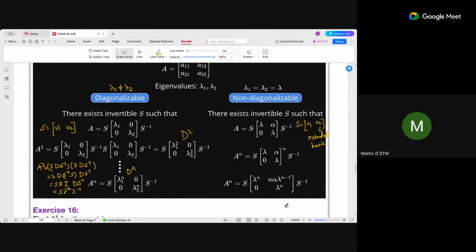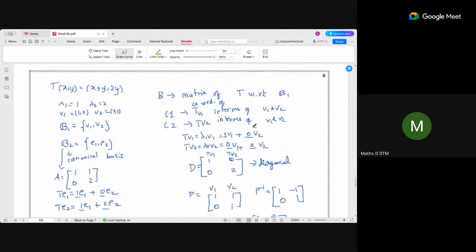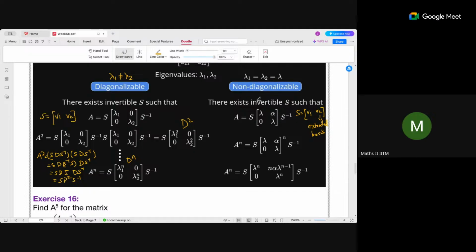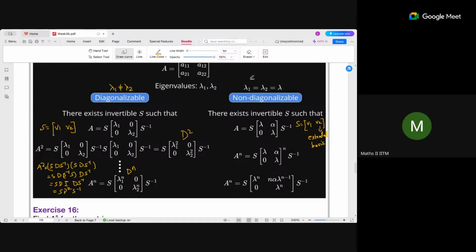Okay, and there is one important thing I want you to note. V2 is not an eigenvector in this case, because here it is non-diagonalizable, right? We will have only one linearly independent eigenvector corresponding to this. So in this case, algebraic multiplicity is 2 and geometric multiplicity is 1.